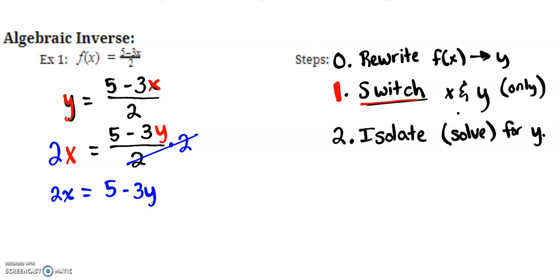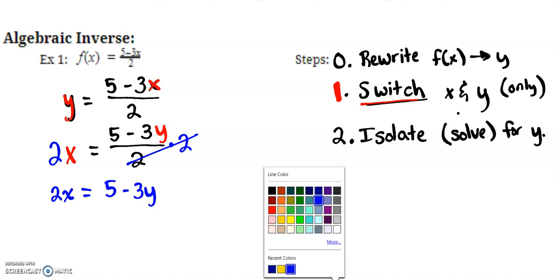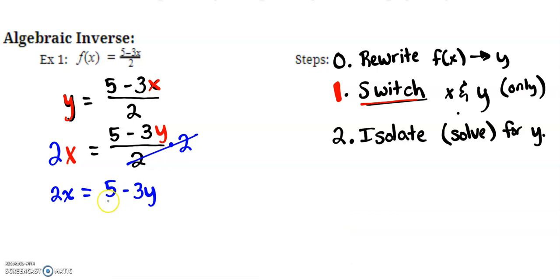Okay, and then I'm just going to keep working from farthest away from y to closest. So the next thing I'm going to do is subtract this 5, since this is technically a positive 5. So that'll eliminate it on the right-hand side, and it'll move it over to the left-hand side. And then last but not least, I am going to undo the fact that there is a -3 right here next to this y. And so I'm going to divide by -3.